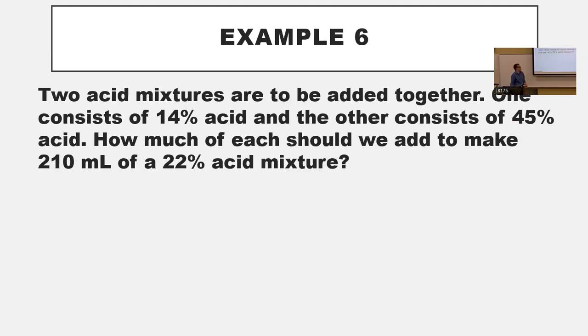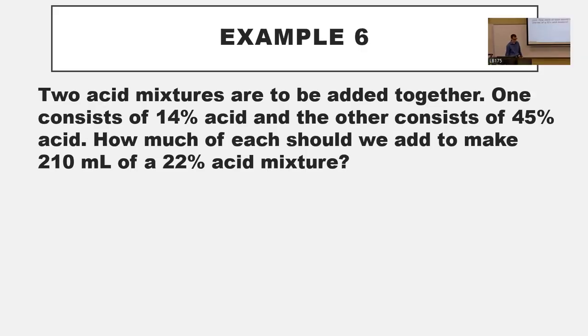So here's the classic, what some people call mixture problems, what some people call percentage problems. Let's say we have two acid mixtures. They're going to be added together. One consists of 14% acid, and the other consists of 45%. How much of each should we add to make 210 milliliters of a 22% acid mixture?